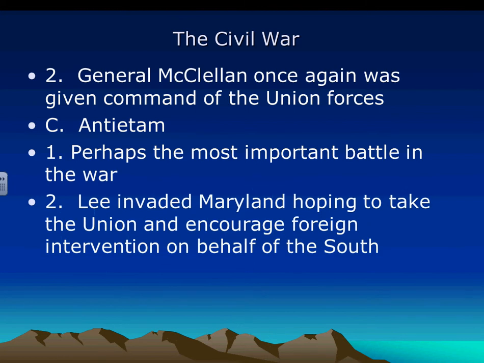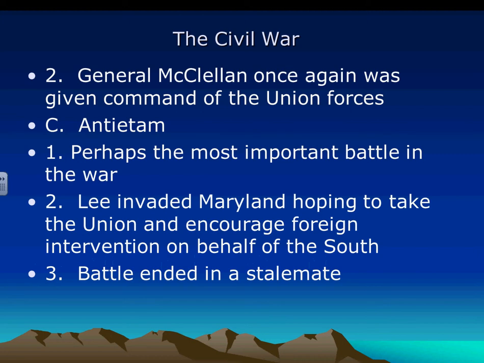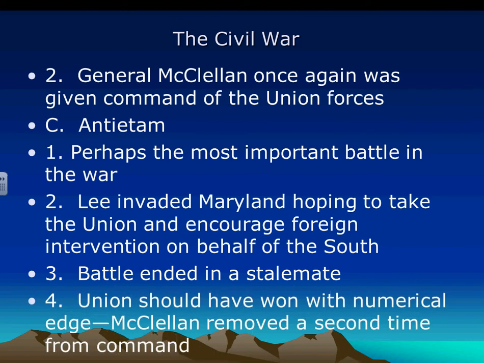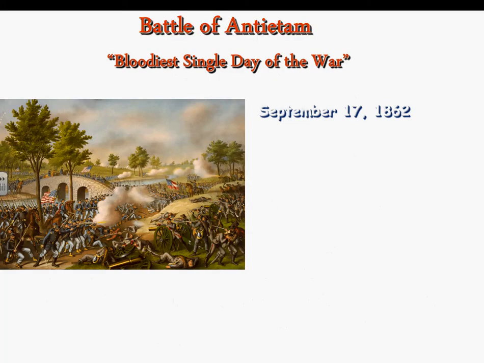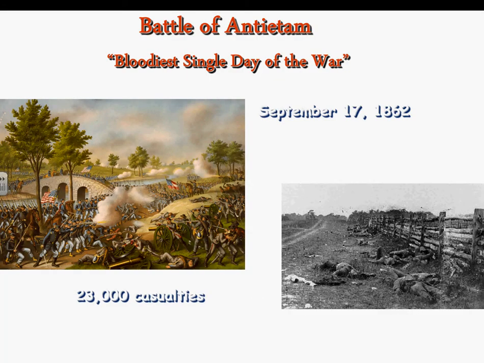Lee invaded Maryland, hoping to take the Union and encourage foreign intervention on their behalf, but the battle ends in a stalemate. But it is the most costly battle of the Civil War. Union should have won with numerical edge. McClellan, again, is removed a second time because he's not decisive enough. This shows the Battle of Antietam, and 23,000 casualties. It was a bloody affair.